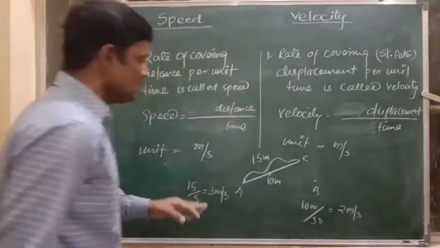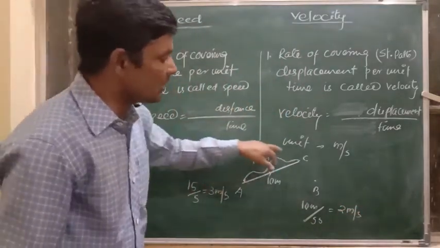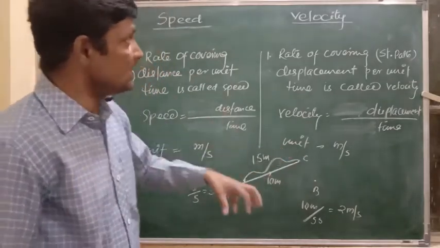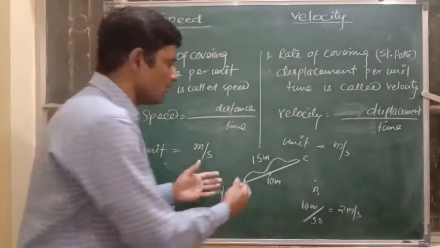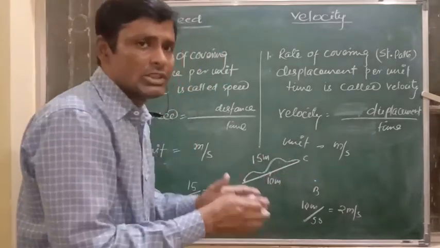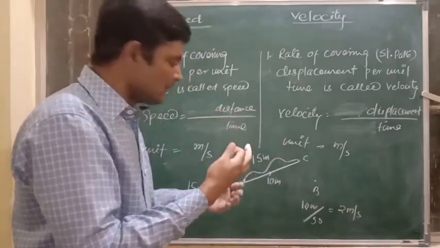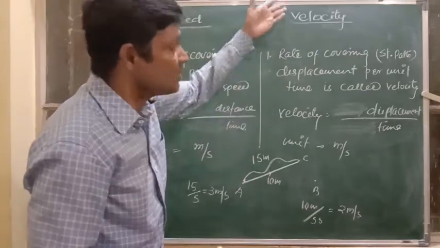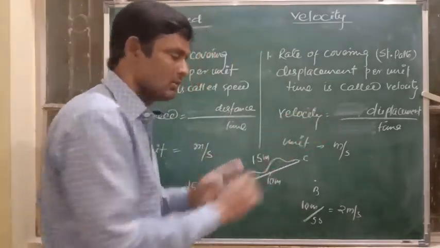So you can see, while measuring the speed, we have to take the total path length, and while measuring the velocity, we have to take the straight line from the initial to the final point. Here we need not see the path he has taken. If we have to measure velocity, we take only the initial to final length.